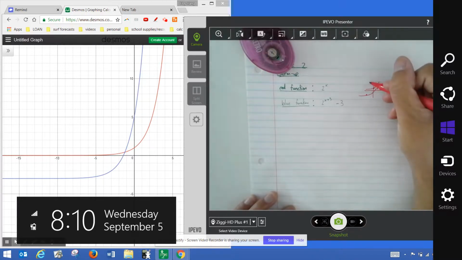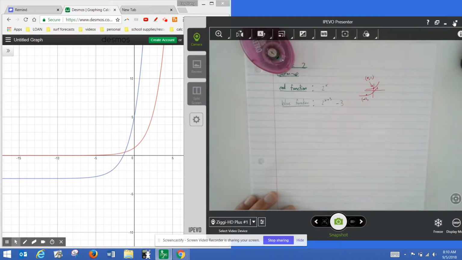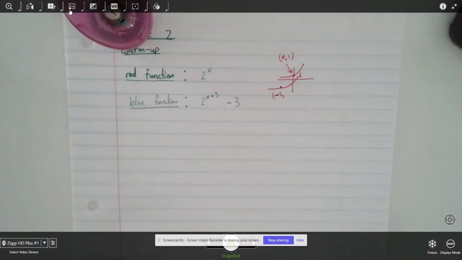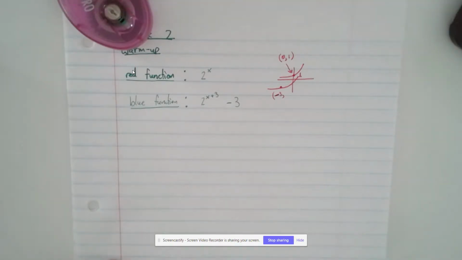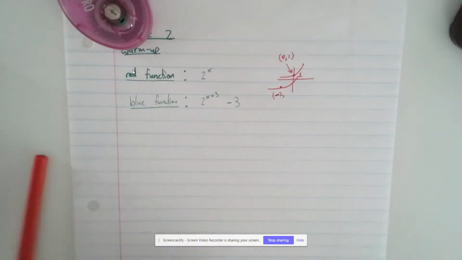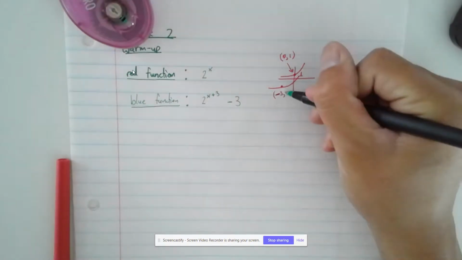So let's just say at this point, this was at 0, comma 1. This should theoretically be at -3. Whoops. -3, comma... I'm sorry, that's really hard to read. Let me fix it quick. This is at -3, comma, -2. Okay?